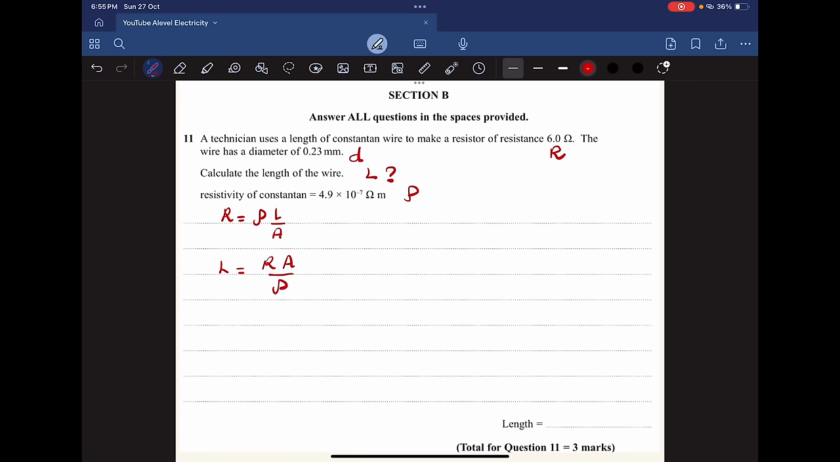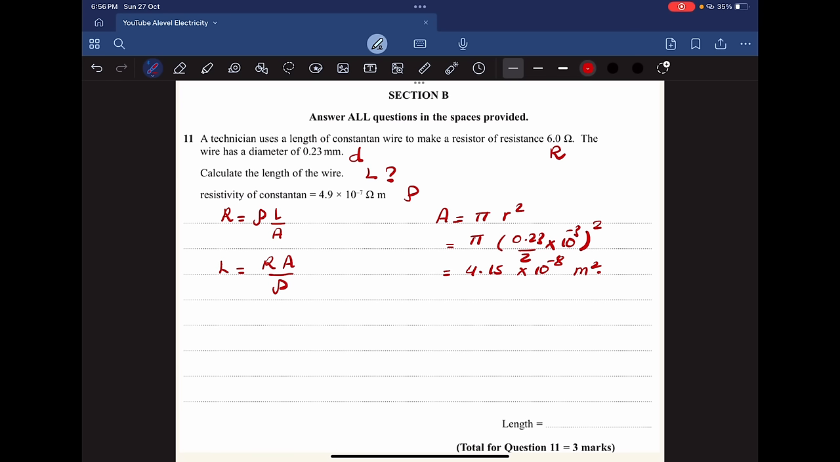The problem is we don't have the value of the cross-sectional area, which is A. So the formula is pi r square. Pi times r square, it means 0.23, this is diameter, divided by 2, and times 10 minus 3 from millimeter to meter. And do not forget, this one is square. The cross-sectional area right now is 4.15 times 10 minus 8 meter square. This is the value of the cross-sectional area.